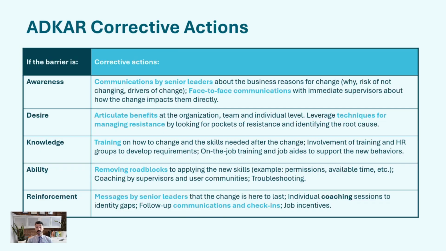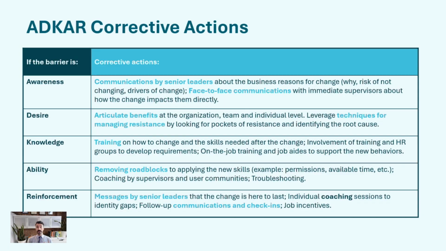When it comes to cultivating desire, again, this is one of the biggest hurdles that we have. You need to articulate the benefits for people. You also want to look at techniques to manage resistance. So it's important to articulate benefits at the organization level. Why is this important for the whole organization to do? You need to articulate it for their team. Well, how does this help me and my close group of people or my boss? How does it make us and our team more successful?